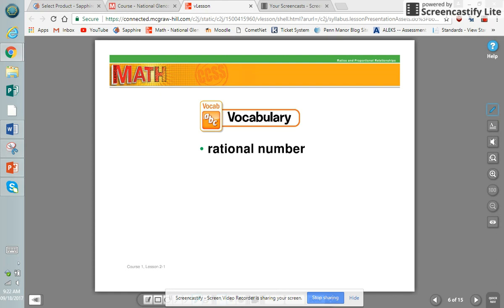On Math You Should Know, we are going to be doing two things. We're going to be learning about rational numbers, and we're also going to be discussing place value, especially numbers that come after the decimal. I do have three esteemed colleagues here.